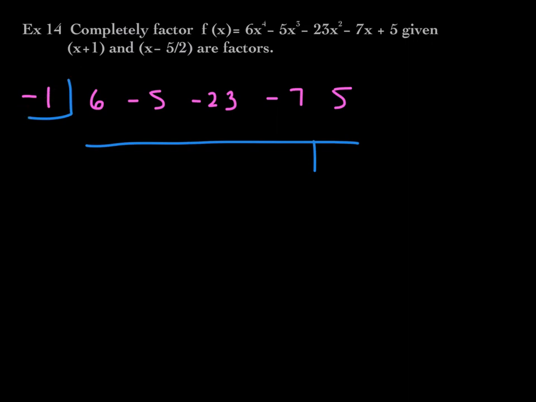All right, here we go. So drop the 6. Negative 1 times 6 is negative 6. Negative 5 plus negative 6 is negative 11. Negative 1 times negative 11 is positive 11. Negative 23 plus 11 is negative 12. Negative 1 times negative 12 is positive 12. Negative 7 plus 12 is 5. Negative 1 times 5 is negative 5. And then you got a 0 here.